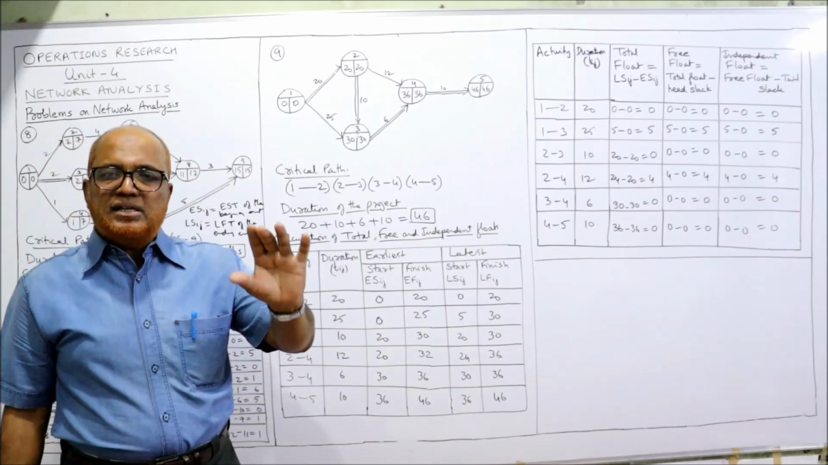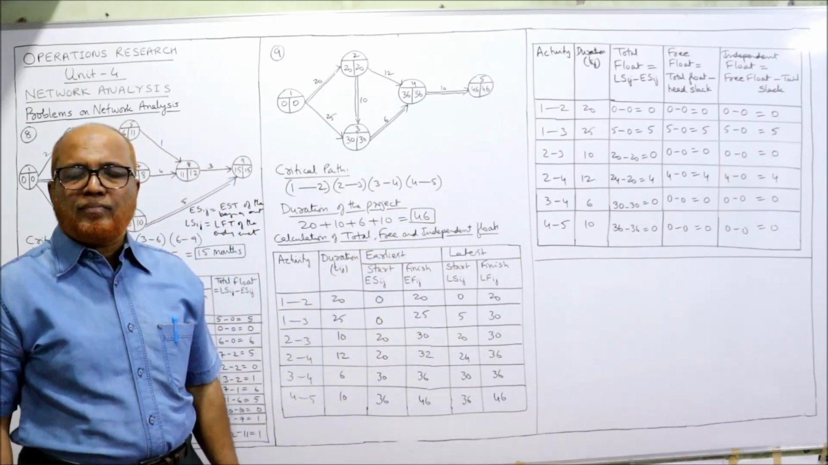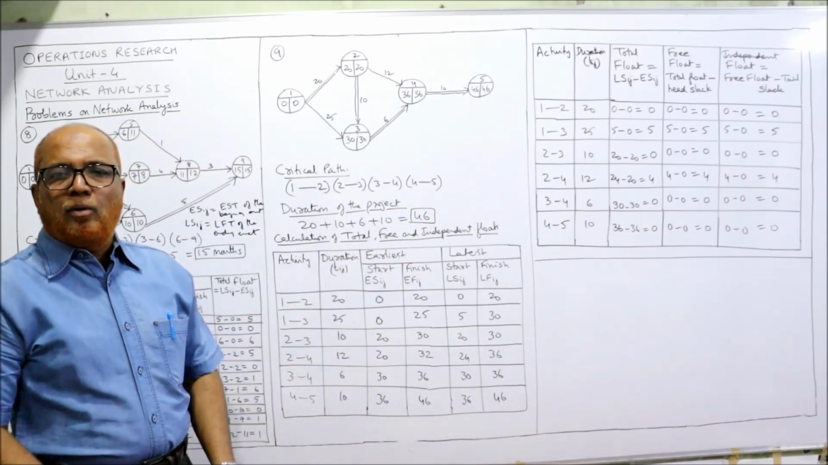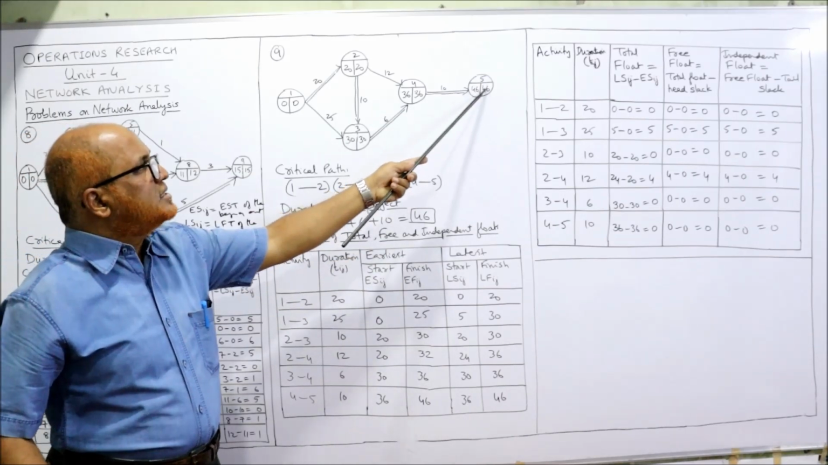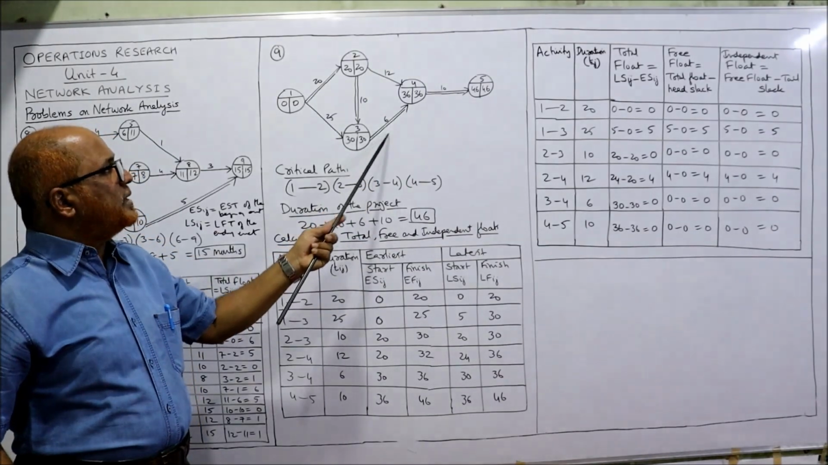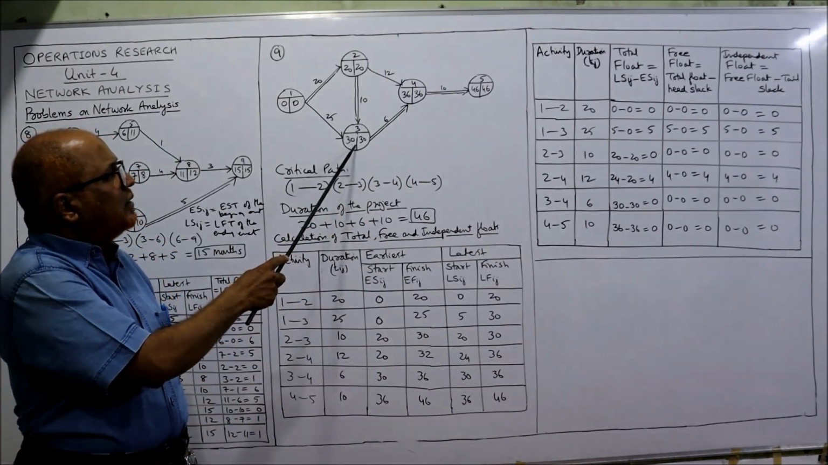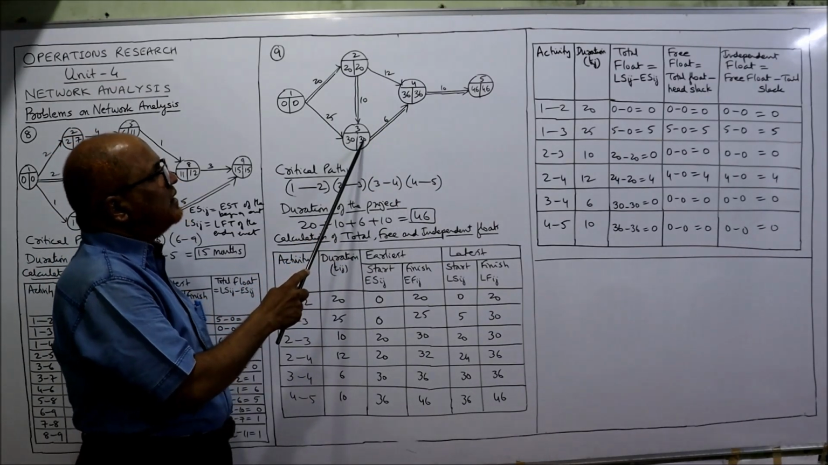Now the backward pass, in reverse. The last event's EST and LFT values will always be the same, 46, 46. Now subtract. How many arrows are bursting here? Only one arrow, so 46 minus 10, 36. Over. Here also only one arrow is bursting, so 36 minus 6 is 30.